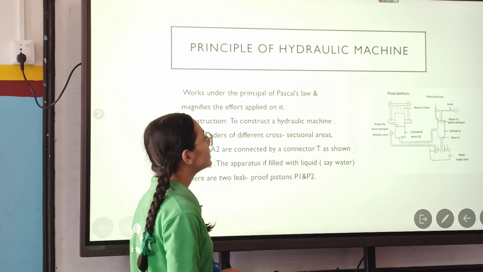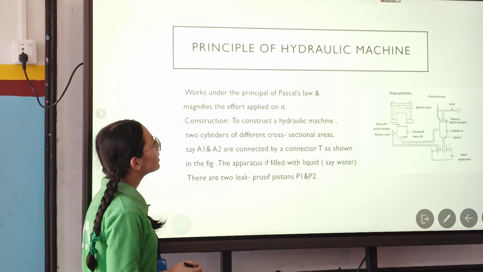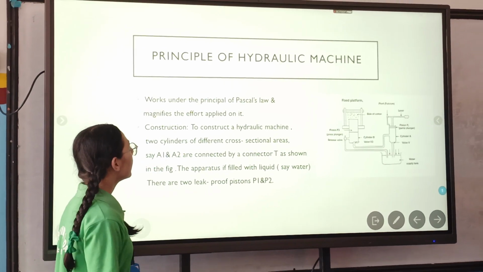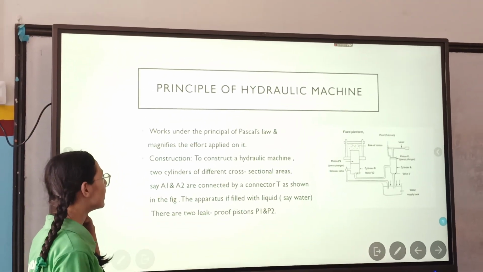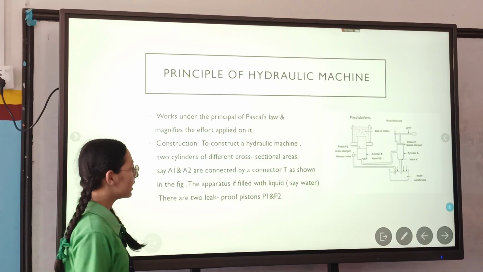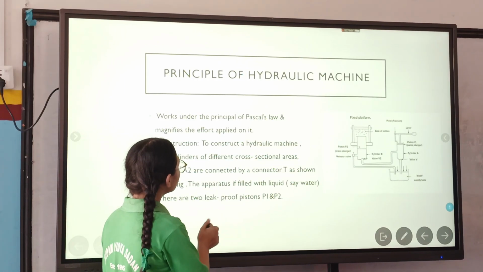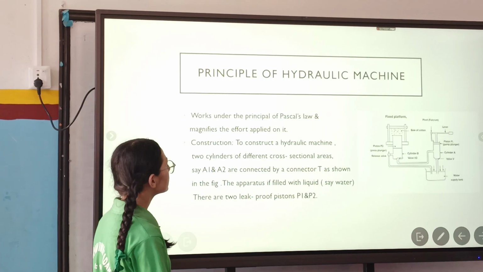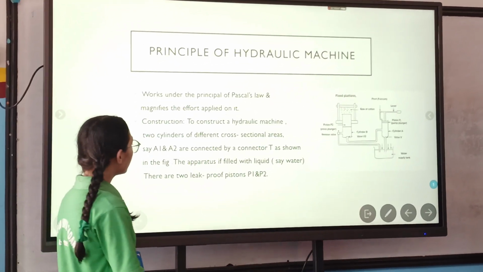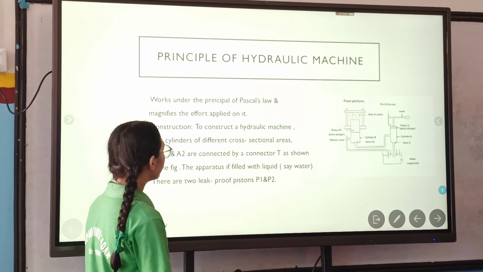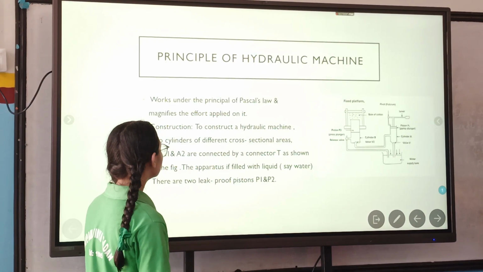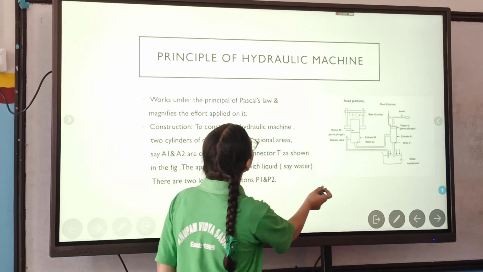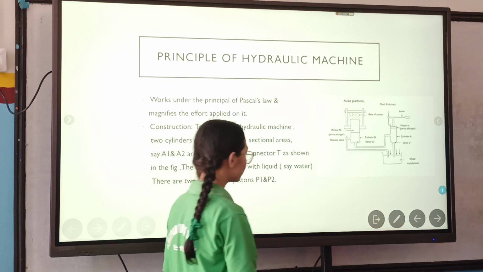Principle of hydraulic machine. The hydraulic machine works under the principle of Pascal's law, and it also magnifies the effort applied on it. To construct a hydraulic machine, two cylinders of different cross-sectional areas, say A1 and A2, are connected by a connector T as shown in the figure. Here is shown the model of hydraulic machine.